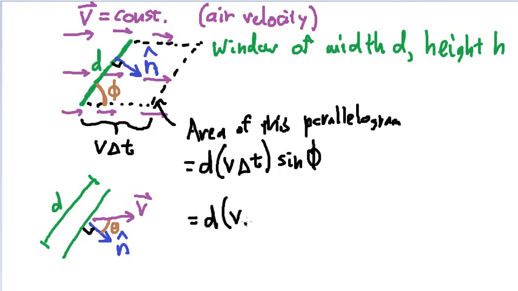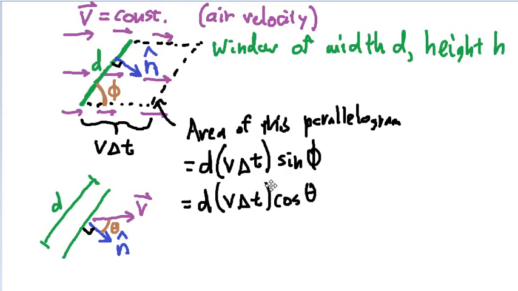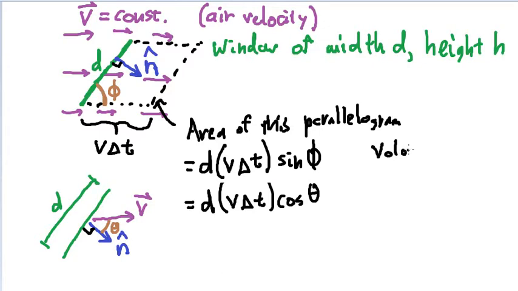And so in this case, what we're actually interested in is, instead of using this angle phi and taking the sine of it, we can take this angle, call it theta, and find the cosine of it. So this area that we calculated is also equal to d times v delta t times the cosine of this angle theta. You'll see in a minute why we switch to this, but you can probably convince yourself that if you have this angle as phi and this angle as theta, phi and theta are complements of each other, and that's why the sine of one is the cosine of the other.